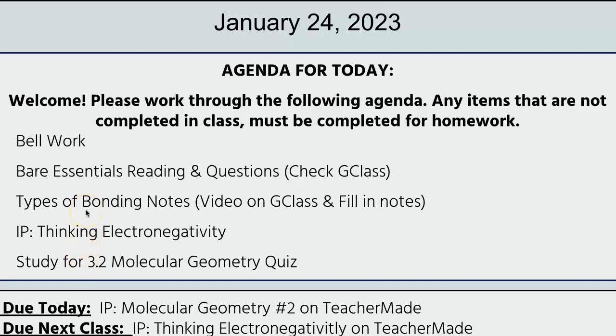Just a reminder that you have a mastery quiz next class on Thursday regarding 5.2 molecular geometry. Of course, you will be given a periodic table and a chart with the molecular geometry shapes for you. And then please also make sure that you complete the IP Thinking Electronegativity on TeacherMade. If there are any problems with Google Classroom, please make sure to email me.